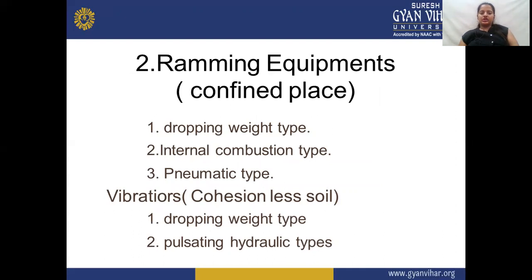Ramming equipments have confined utility, as they can be used only in certain areas where higher compaction is required. This has much better compressive ability as compared to the rolling ones. One is the dropping weight type, second internal combustion type, third pneumatic type. There are other forms of vibrators which can be used for compaction of cohesionless soil, like the dropping weight type and pulsating hydraulic types. So we'll discuss all these.